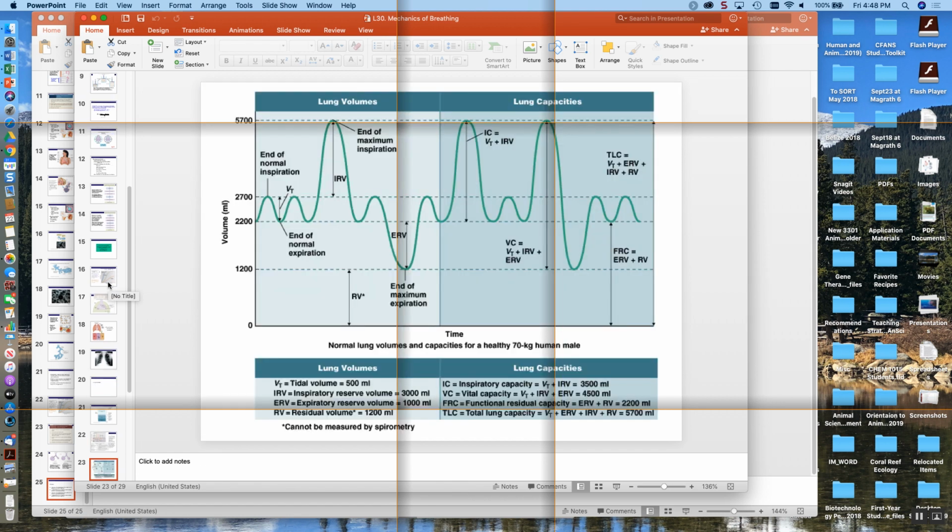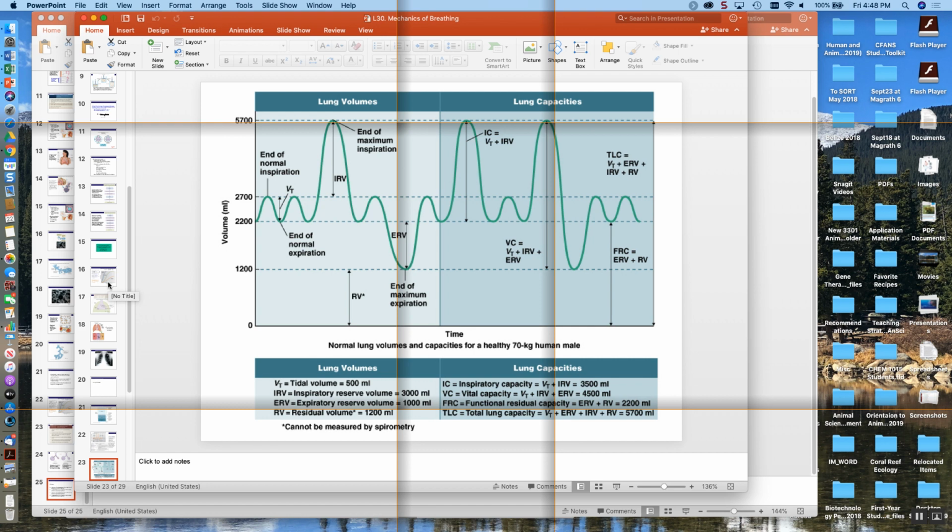Inspiratory reserve volume, so think about this. After a normal inhalation, it's everything that you can breathe into your lungs on top of that. That's the inspiratory reserve volume. So I'll say that again. The inspiratory reserve volume is, after a normal inhalation, all of the volume of air that you can breathe into your lungs maximally. Okay?